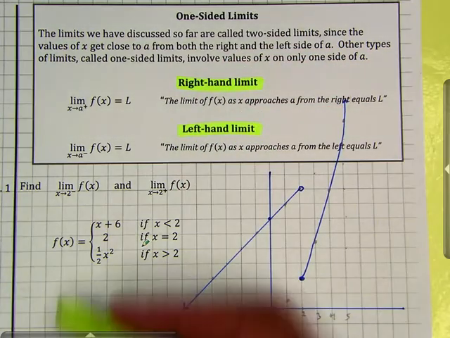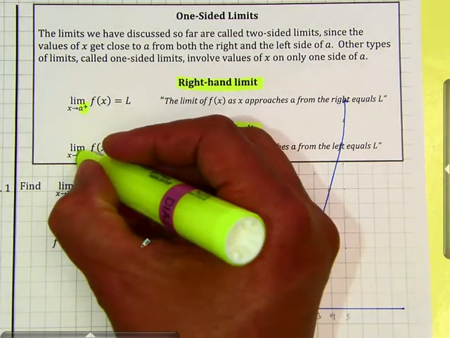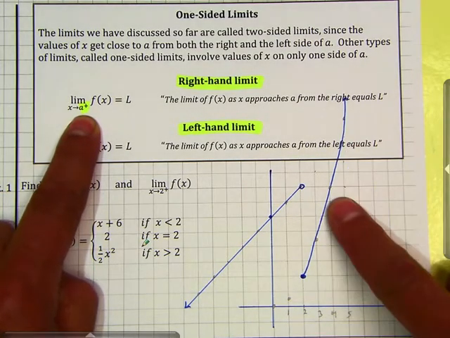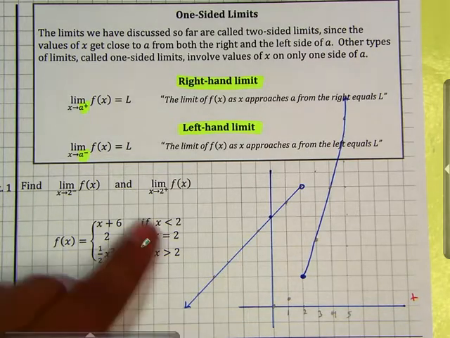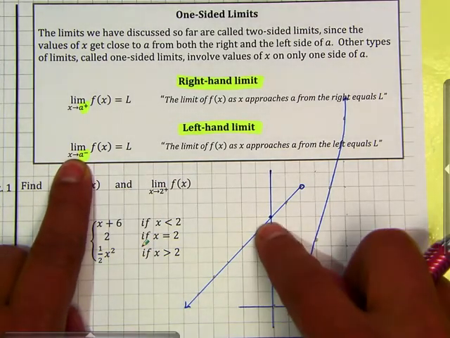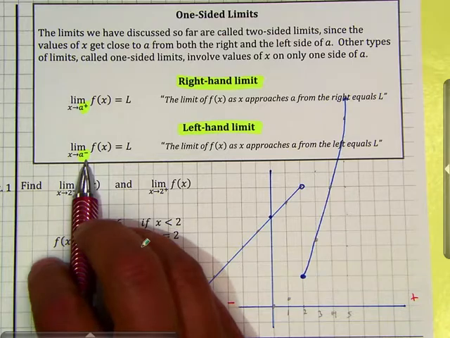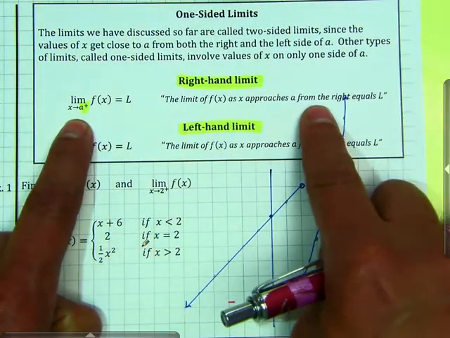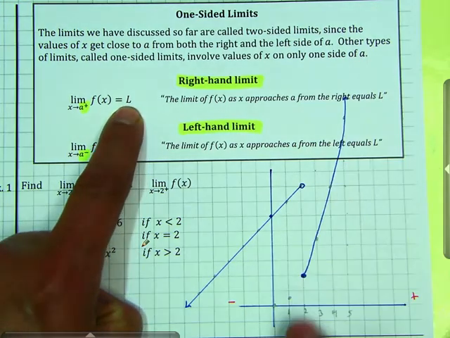And notice the only difference that you'll see is the little plus after the A or after the number, or a little minus. The plus means that you're approaching it from the right, from positive infinity, and the minus means that you're approaching it from the left, from negative infinity. And you are approaching the value of A. And we read it as the limit of f of x as x approaches A from the right equals L, in this case a number.